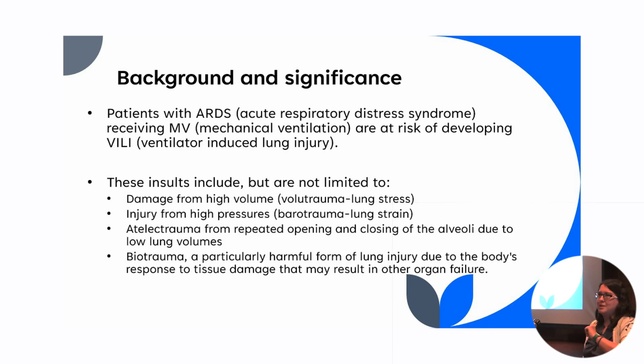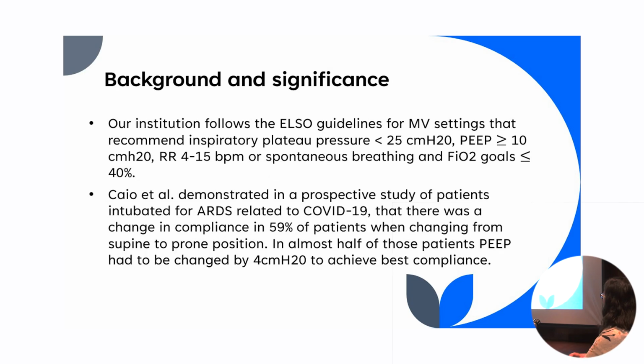Sort of more focusing on why, with the ELSO guidelines, we look at respiratory rates between like 4 and 12, that sort of thing. And then biotrauma, again, talking about how we have that inflammatory response that can create multi-system organ failure. So our institution follows the ELSO guidelines, again, keeping that inspiratory plateau pressure less than 25, PEEP greater than 10, respiratory rate anywhere between 4 and 15, and then hopefully getting our FiO2 goals to 40%.